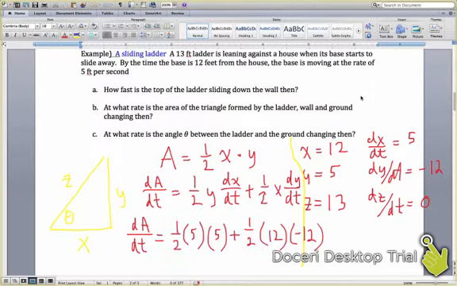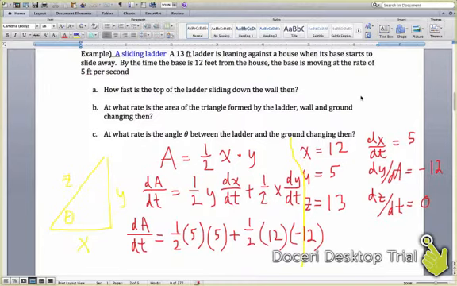So that gives me my right-hand side is 1/2 times 5 times 5 plus 1/2 times 12 times -12. That's going to give me the rate of change of the area of the triangle. Now, if I'm just looking at this, it looks like I'm going to end up with a negative value. Now, does that make sense? It should make sense to you that the rate of change of the area is negative. The area is decreasing. Okay, that's a little check that you can do.